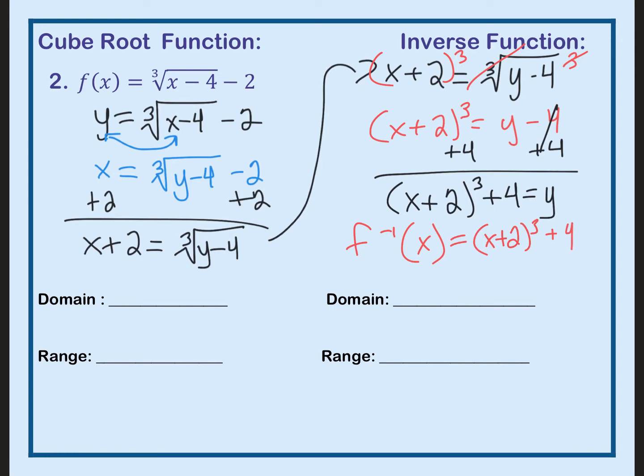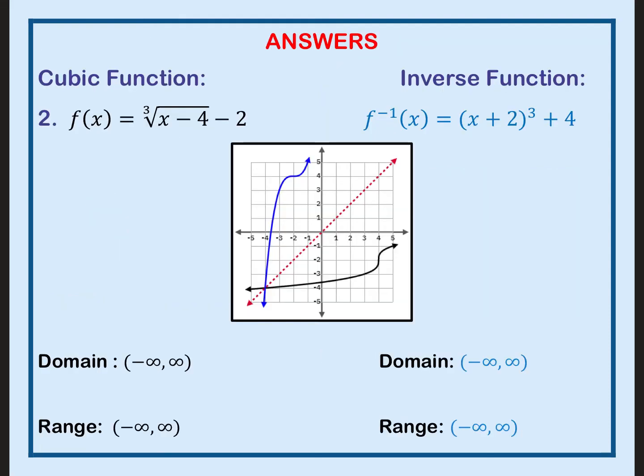Now, as we addressed in the last problem, for cubic and cube roots the domain and range are always going to be all real numbers, or negative infinity to infinity. So make sure you guys write that down. So look at this graph. The original is in black, and it mirrored itself over the y equals x line, and it is still a mirror reflection. So there are no restrictions to the domain.